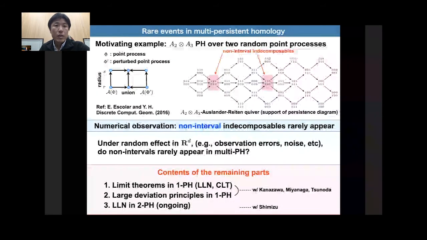Here is the content of my remaining parts. The original motivation comes from the two-parameter setting, but before that, I need to build a necessary framework in the one-parameter case. So in part one, I will briefly review my previous work on limit theorems of persistence diagrams in the one-parameter case, the law of large numbers and the central limit theorem. Then I will show our recent results about the large deviation principle in the one-parameter setting. Here, roughly speaking, large deviation principles enable us to study rare events of random variables. And finally, I will show some ongoing work on the law of large numbers for two-parameter persistent homology, which tells us a partial answer to this original question.